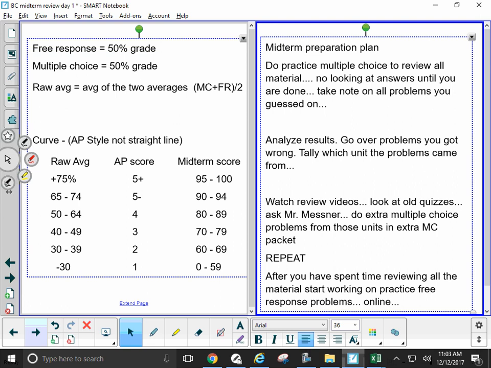I will give you another practice multiple choice test on Thursday. Okay, do that, analyze your results, see what units you struggled on, do extra practice problems from those units. Okay, after you do that, that'll be a good review of all of the material. Typically the multiple choice part of the AP exam covers everything. The free response is different. Free response usually covers specific types of questions from specific units. Okay, so after you've spent time reviewing all the material, start working on the practice free response.